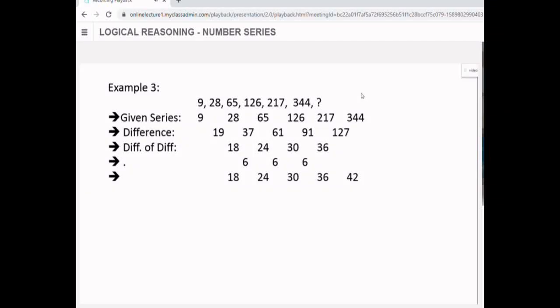What will it be? The next difference also will be 6. I want to find out the question mark. So 36 plus 6 will be 42. The last difference was 42. I added 6 to that and it became 52.